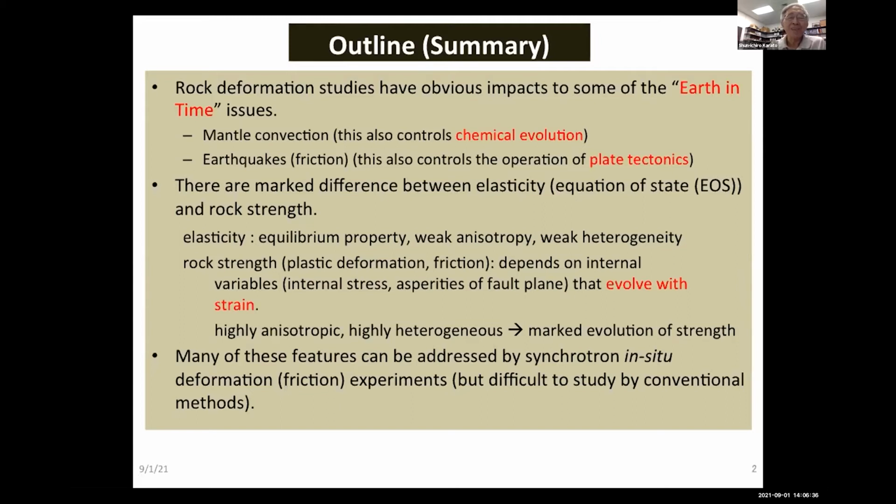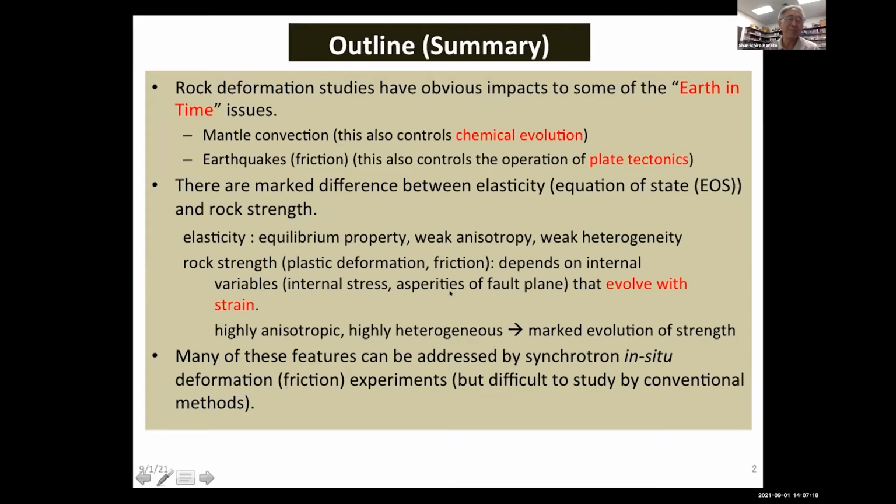And another very important concept, which I'm going to emphasize several times, is that there are very important differences between elasticity or equation of state, so to speak, equilibrium properties, and rock strength. Elasticity is more or less an equilibrium property. Anisotropy, some people sometimes emphasize, but it's very small compared to anisotropy in rock strength. And heterogeneity, mineral A, mineral B mixture, yeah, elasticity is different but small. Anisotropy in plastic deformation can be as high as 1,000 times from mineral A to mineral B, or direction A to direction B. Similarly, the heterogeneity is very large.